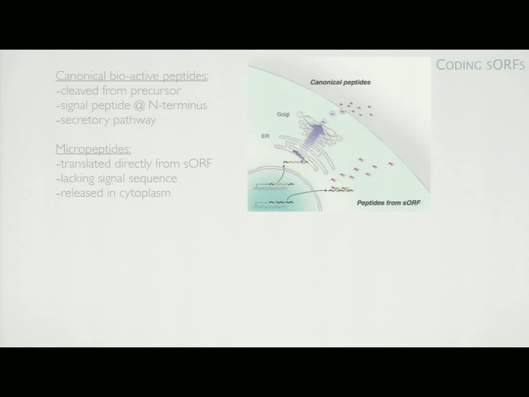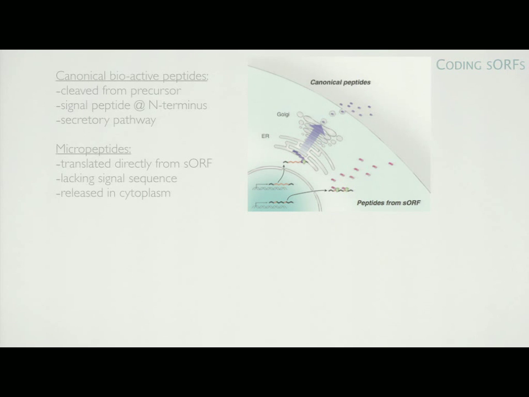Second part of my talk would be on small open reading frames and putatively coding translation products from these small open reading frames. We all know, or we don't all know, the regular bioactive peptides, which are cleaved from bigger precursors. They all have a signal peptide, so they're directed towards a secretory pathway.